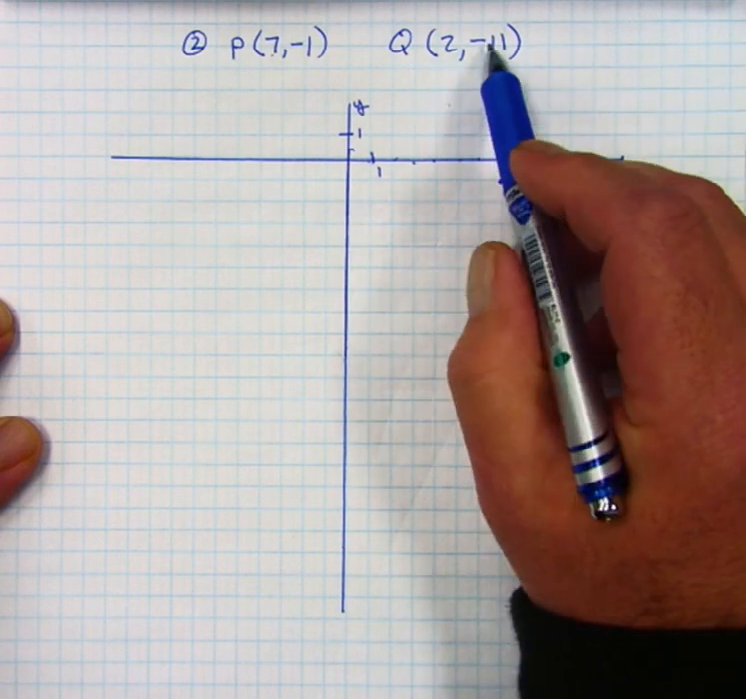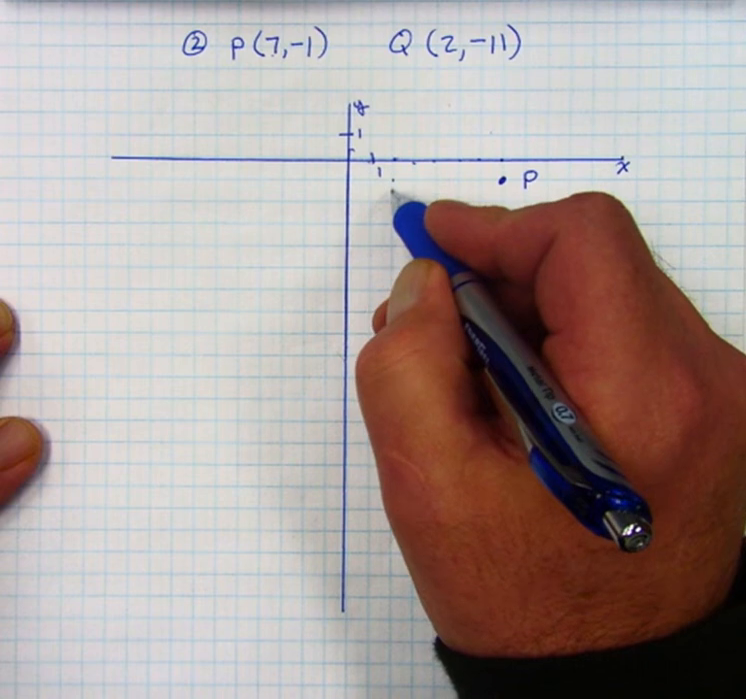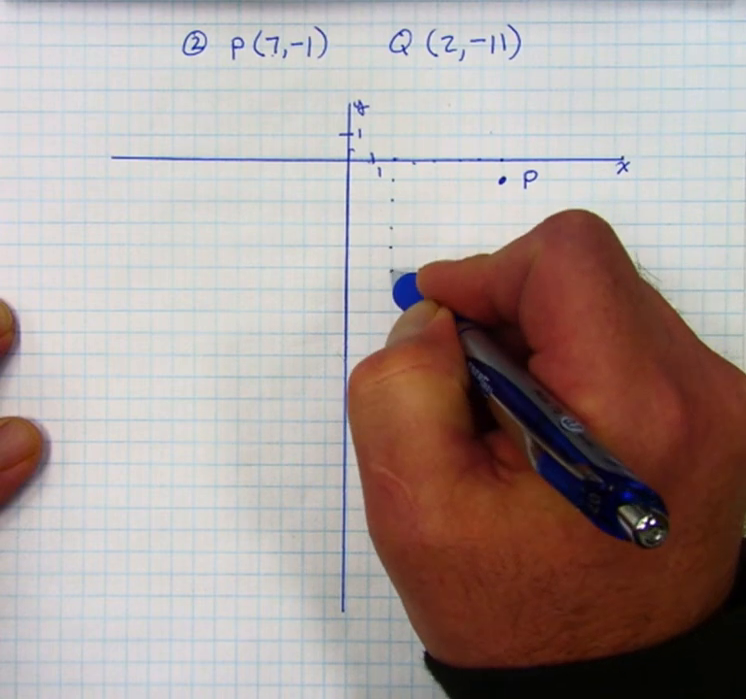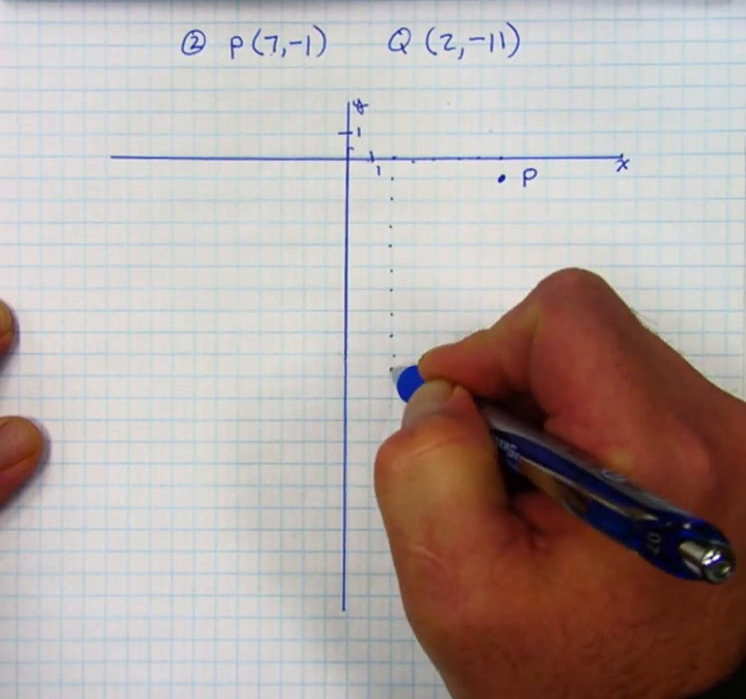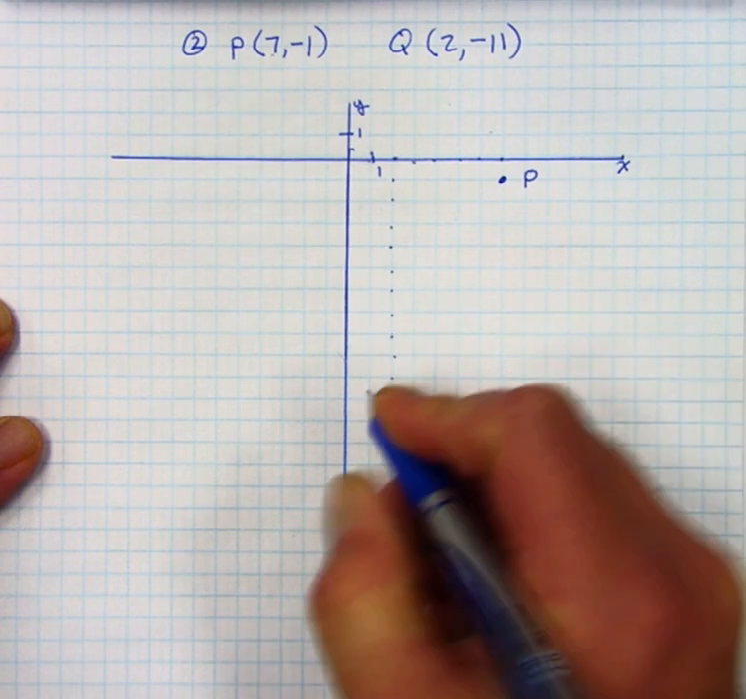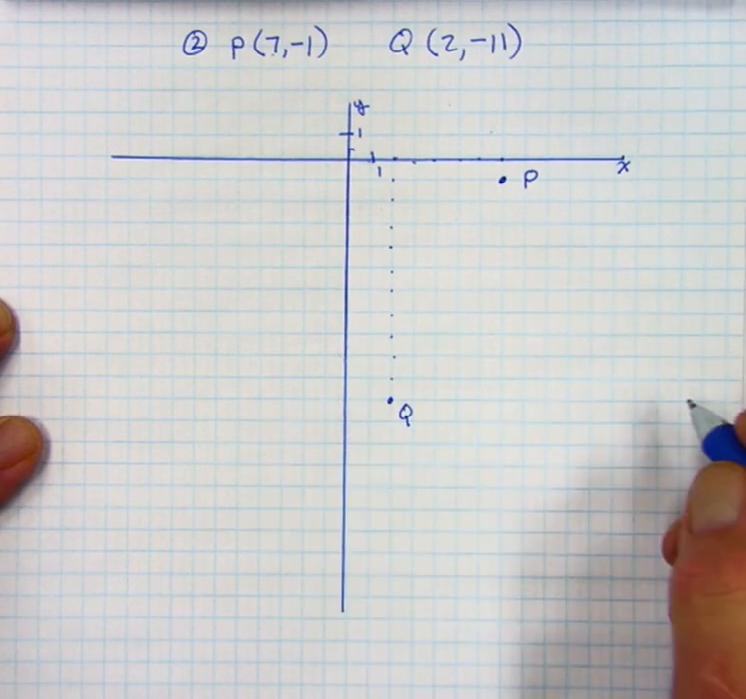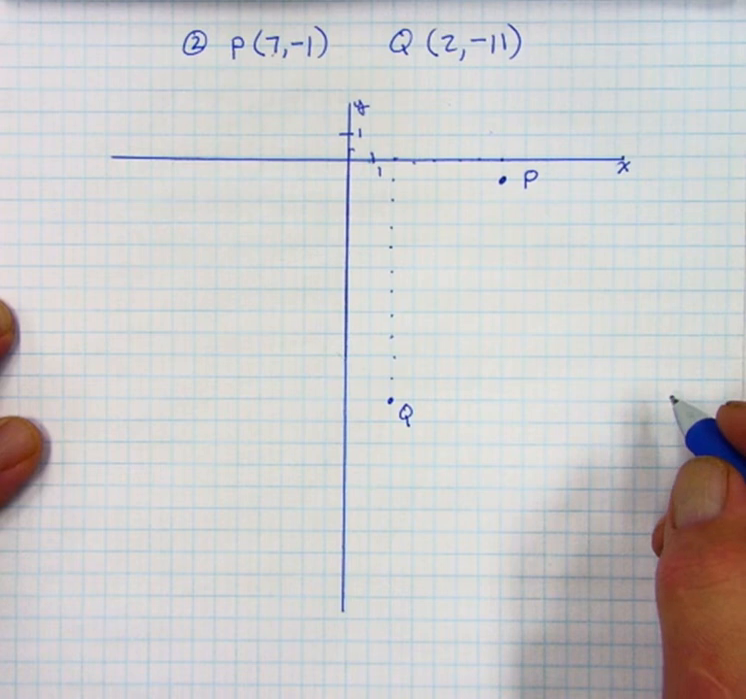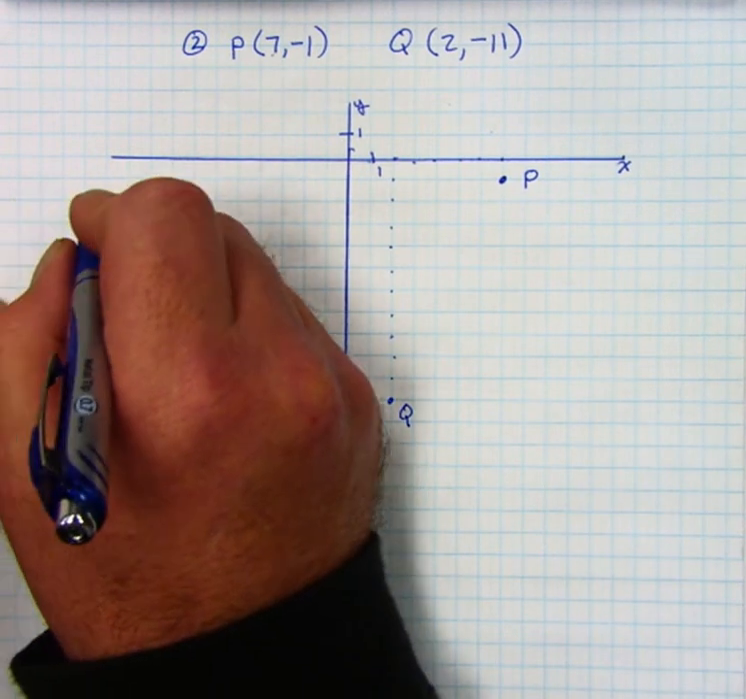Q is 2, -11. So here's 2, then 1, 2, 3, 4, 5, 6, 7, 8, 9, 10, 11. So there is the point Q, and that's the answer to part A. Plot those 2 points. Part B, we're supposed to find the distance of these 2 points.